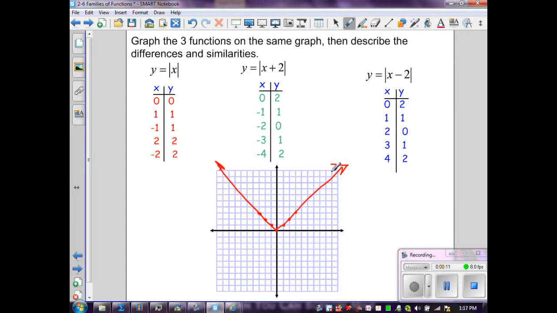On our next slide, we have graphed our parent function y equals the absolute value of x in red. We already know how to do that from the previous section. What we have done is change the inside of the absolute value. Here we have x plus 2 inside the absolute value and x minus 2 inside the absolute value. On the previous slide, the change was outside of the absolute value, and that moved our function up or down. Let's see what happens to our function when we have x plus 2 inside our absolute value. Here I have the values in our table: 0, 2, negative 1, 1, negative 2, 0, negative 3, 1, and negative 4, 2.